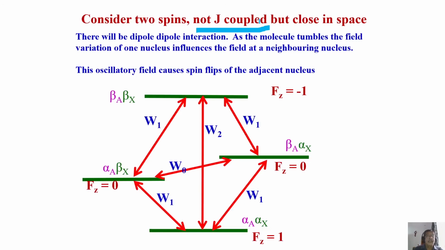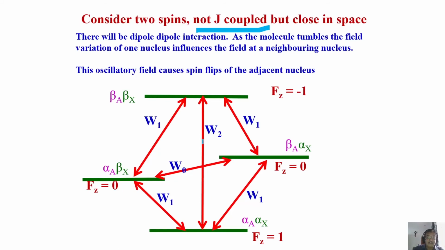Now consider two spins not J coupled, but close in space. This is a condition for NOE. They need not be J coupled, I told you. So there is a dipole-dipole interaction. As the molecule undergoes tumbling, the magnetic field at the site of one varies because of the tumbling of the other spin. At the site of this one it varies because of the tumbling of the other nucleus. This causes an oscillatory field.